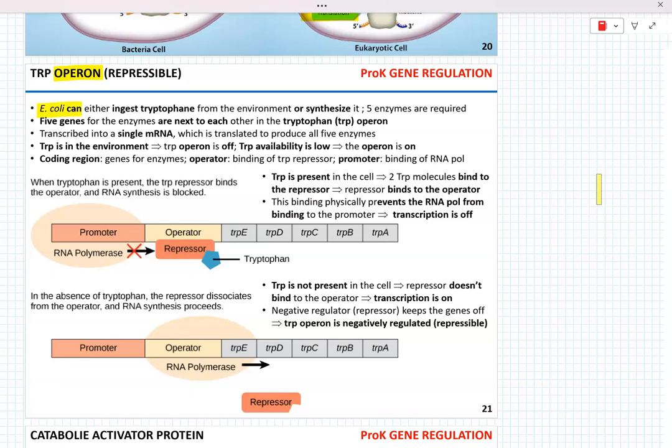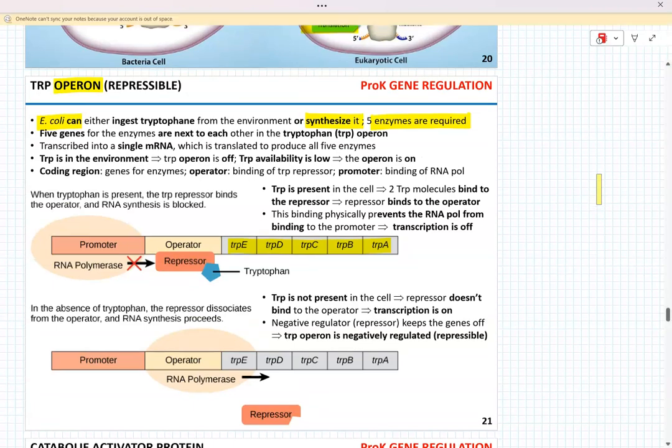The bacterium E. coli can either receive tryptophan from the environment by ingesting it, or it can synthesize it if it's not present in the environment. There are 5 enzymes that are required for that synthesis. The 5 genes that encode these 5 enzymes are located next to each other in what's called a tryptophan operon. These 5 genes are transcribed into a single polycistronic mRNA, which is then translated, producing all 5 enzymes.